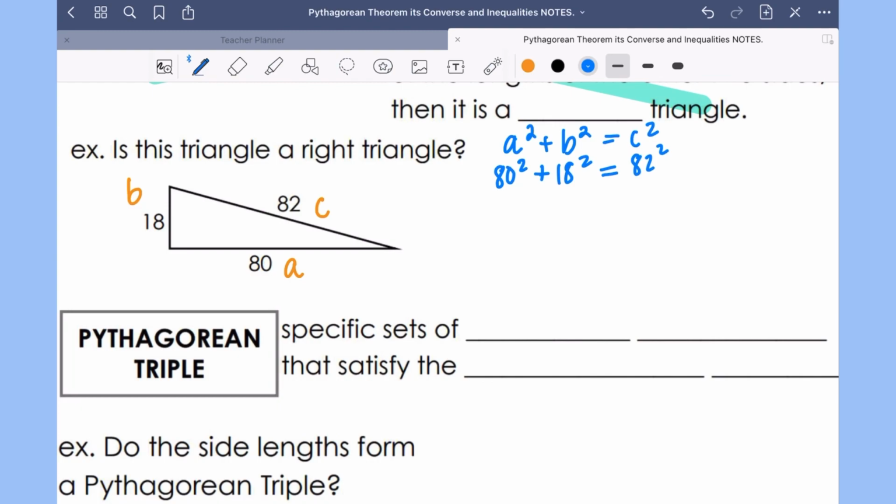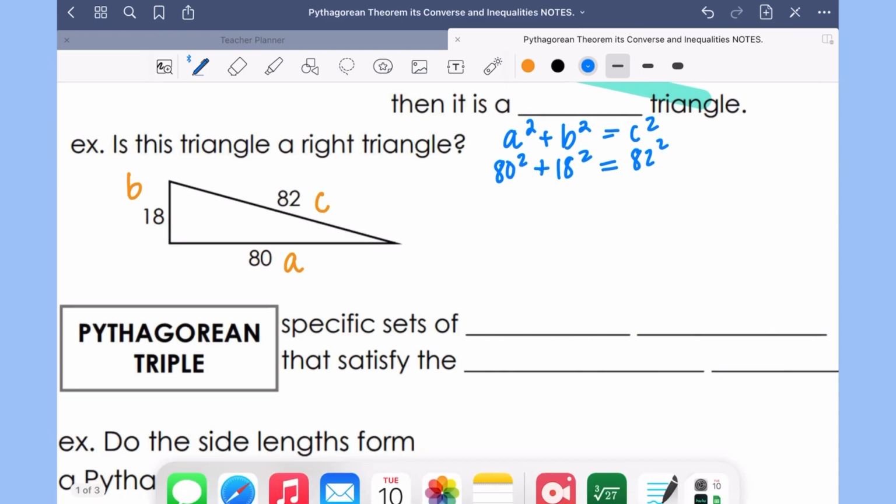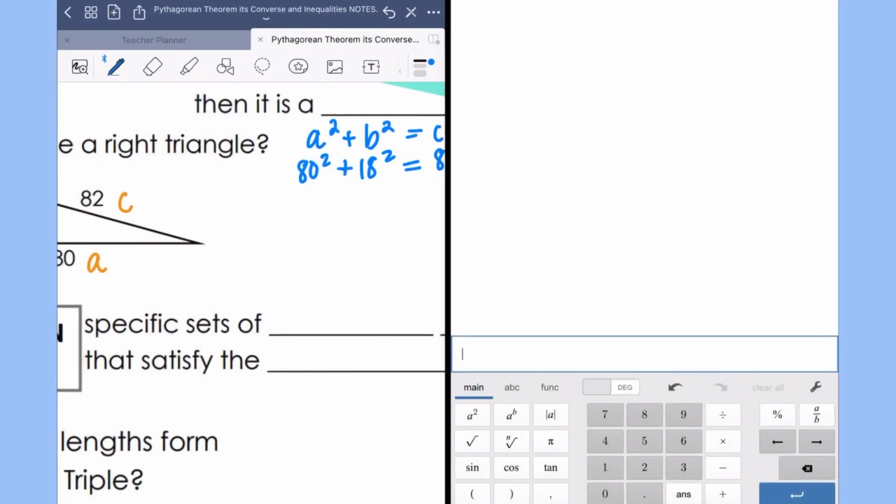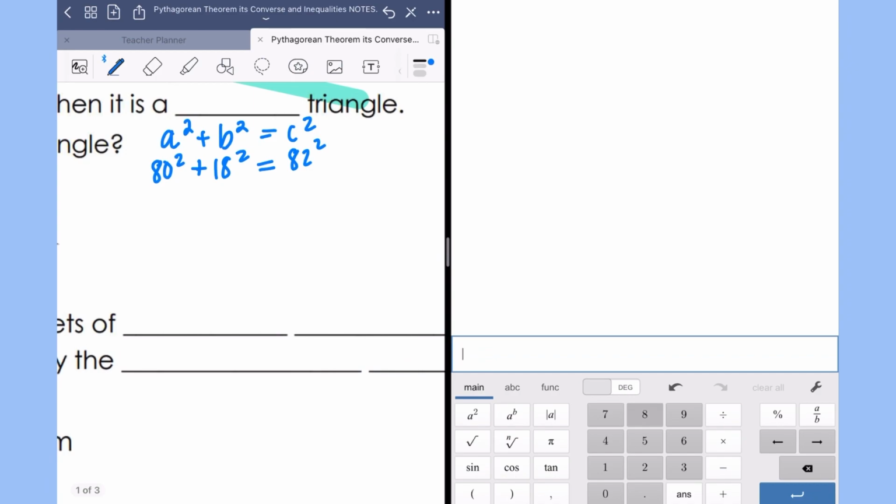Okay, so this is where you would get your calculator and you can figure out those values. So 80 squared. And if you like Desmos, I would just open up a tab on the side and let it help you. And then 18 squared, 324. And 82 squared, 6,724.